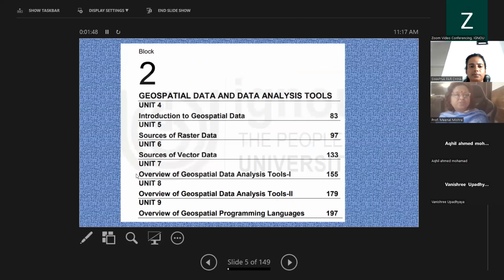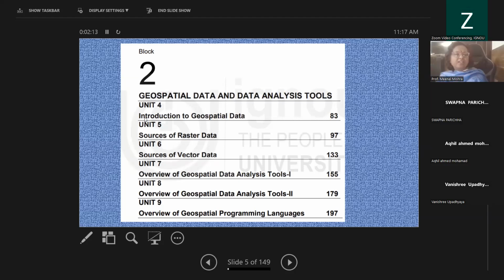So this particular block comprises 6 units. They are: Introduction to Geospatial Data, sources of raster data, sources of vector data, and then overview of data analysis tool. It has 2 parts, that is unit 7 and unit 8. And the last unit, unit 9, comprises overview of geospatial programming languages. So today we will be discussing all these units.